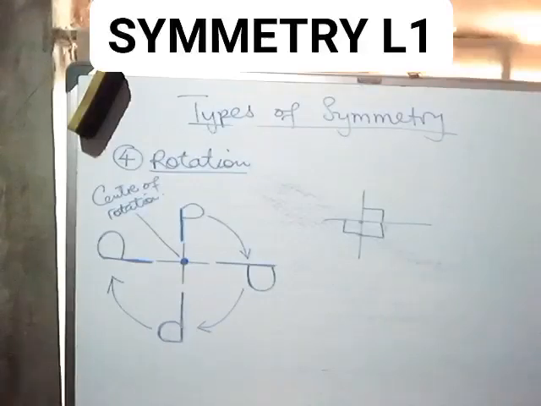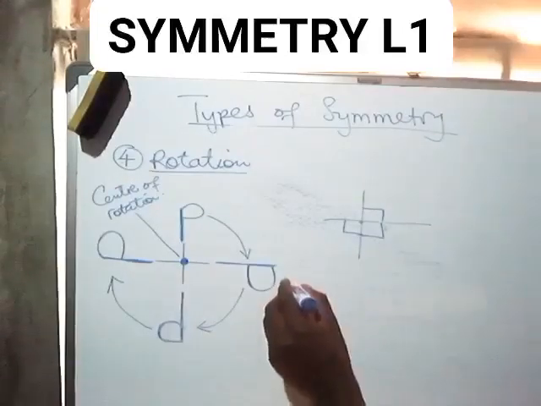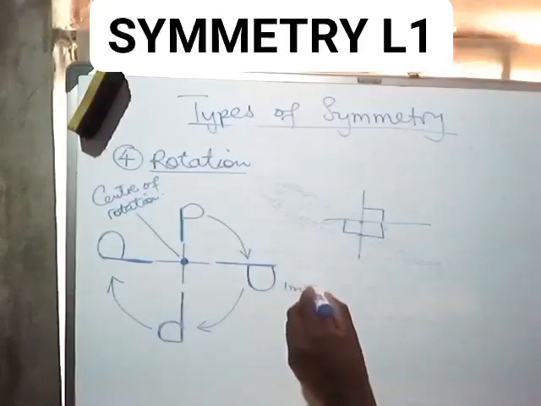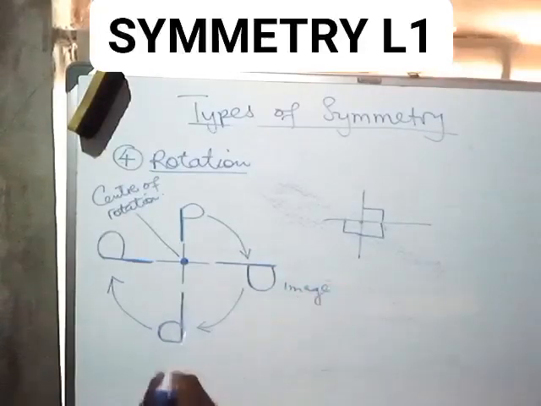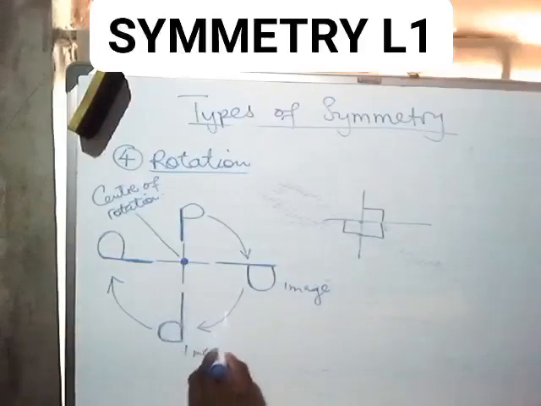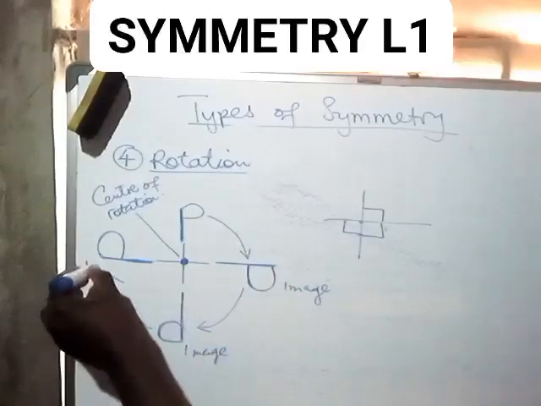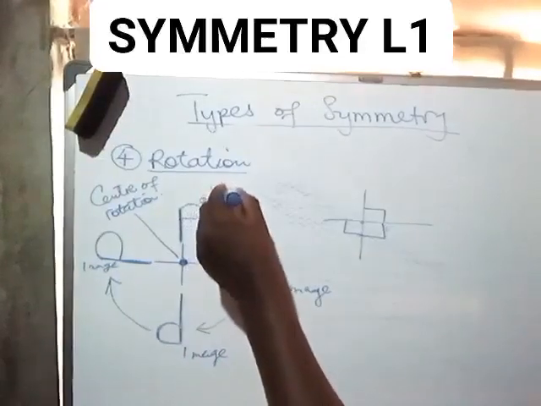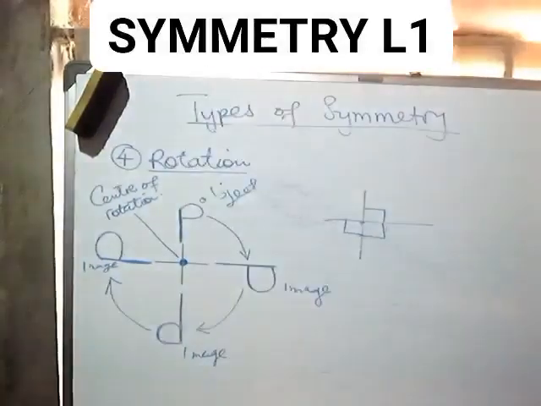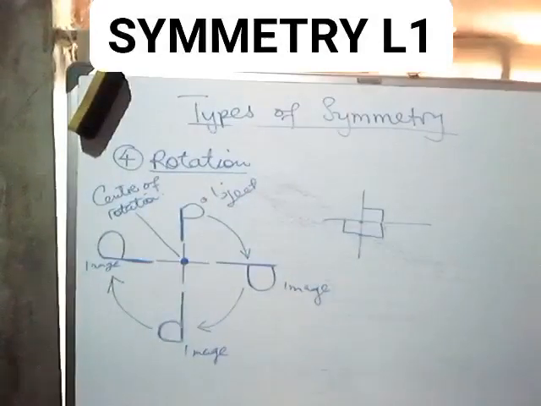Each position after rotation is called an image of the original. So all these are known as images. This one is also an image, even that one is also an image of the object, the original shape. So all these are images. This is what we have under rotation.